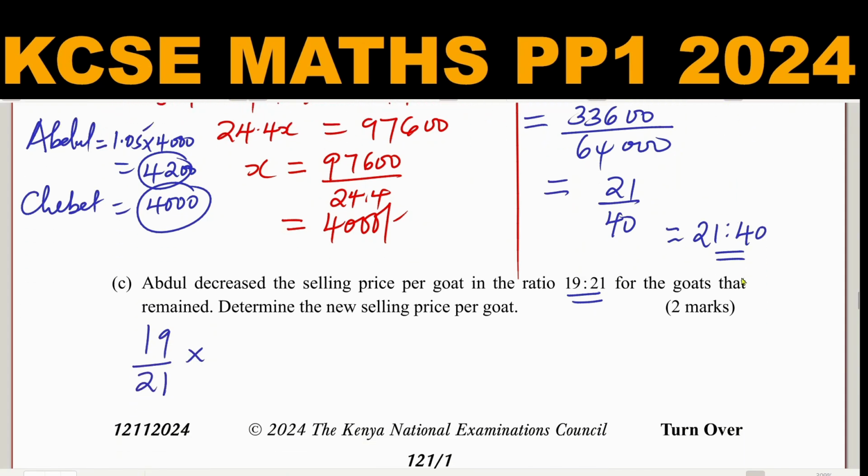We got that, 4,200. So for us to get the new selling price, because it decreased in that ratio 19:21, you simply need to take 19 divided by 21, then multiply by the selling price of each goat by Abdul, that is 4,200. You got it in the previous part, and this one will give 3,800.